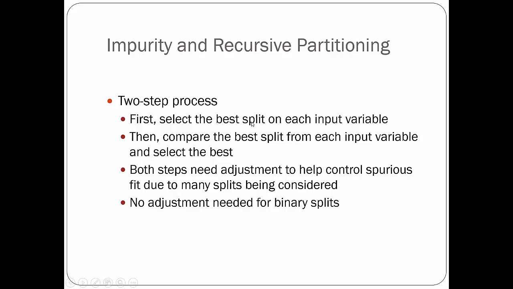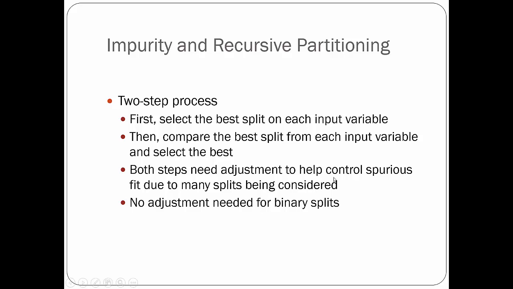First, select the best split from each input variable. So if you have only two input variables, then you compute the best for the first input variable, select the best, second input variable, select the best. So if you have 15, 20, 50 predictors, and you find for each one of them the best possible value to split. So then compare the best value to split of each input variable and select the best.